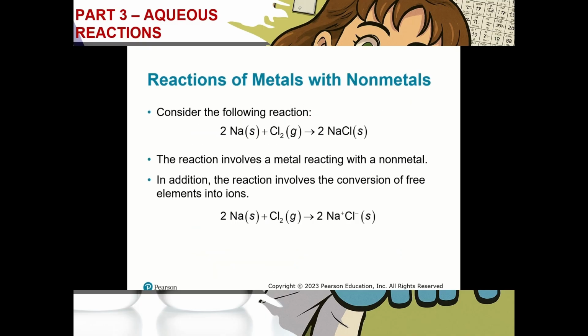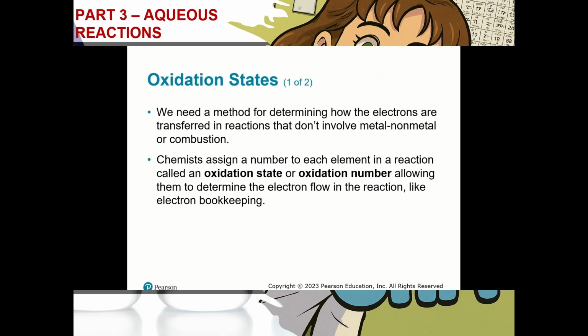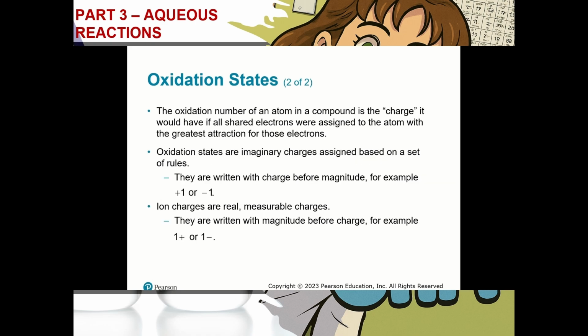So when metals react with non-metals, they will form ions. This is a classic redox scenario. Electrons are transferred, and we need to track those. To track electron flow, we assign oxidation states. This imaginary charge helps us understand the redox reaction. Follow the rules to assign them correctly. So we're going to find the oxidation number.